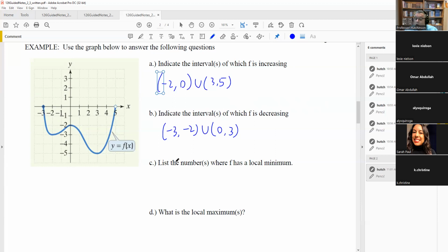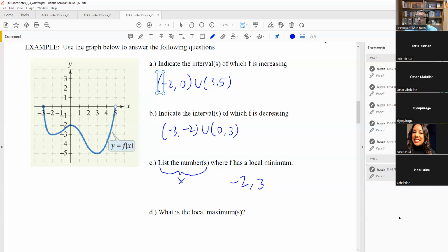List the number. Okay, so this list the number phrase means that they want an x value. This wants the x value where there is a local min, where you're going down and then going up. It just so happens that this graph has two places, so this has two local minimums. There's one here at -2, and there's another one at 3. So what you would put here is -2, 3 for your answer.